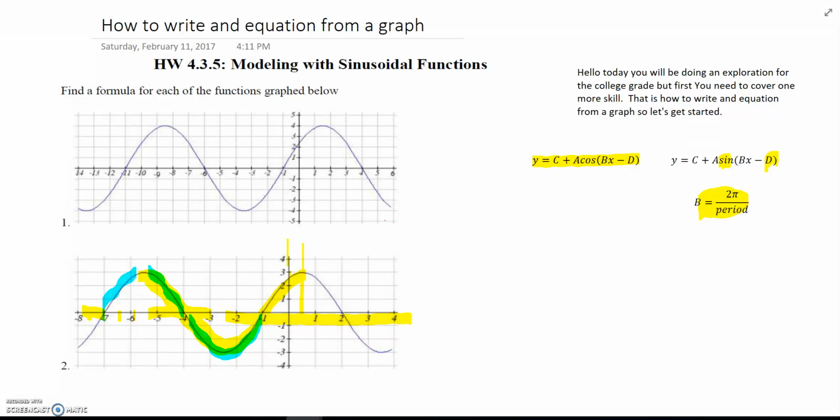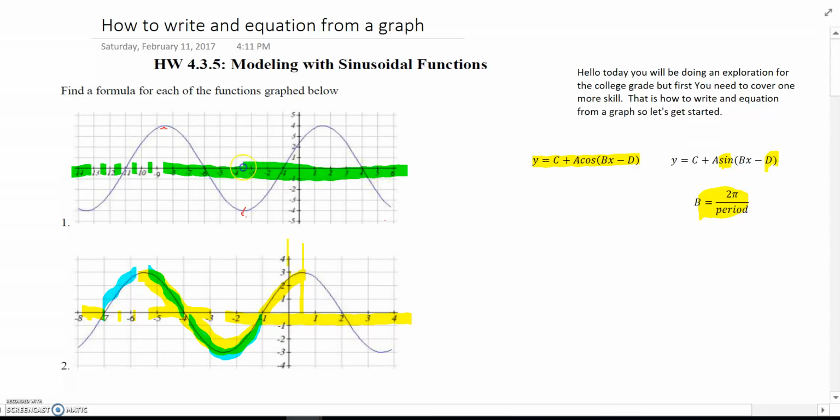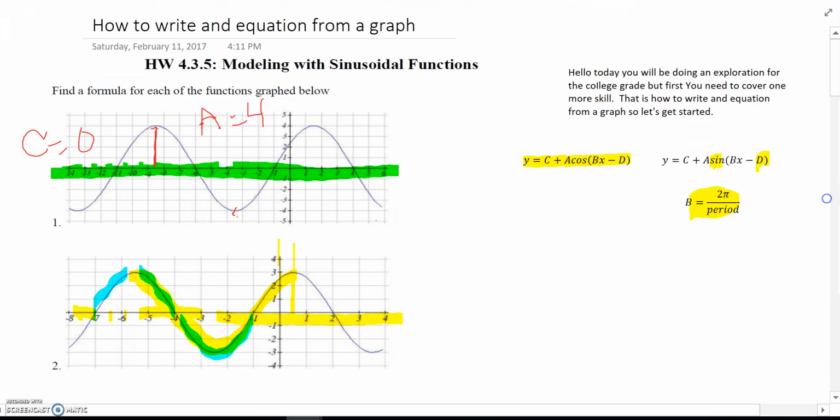So we start by finding our c value. That's taking the top point, which is at 4, and adding the bottom point, -4, and that gives you 0, and dividing by 2. So that means we have a center line, right along this x-axis. So our c value is going to be 0. Now our a is measured from that center line to the top of the peak here. So here we have an a value of 4. C value is 0.